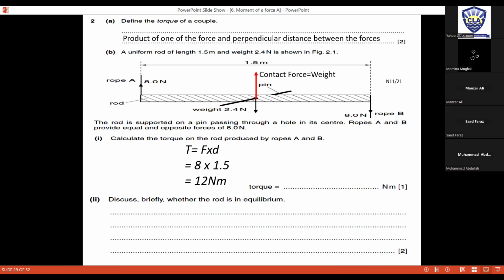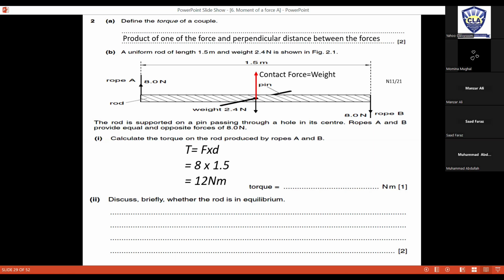Now, they ask us whether the rod is in equilibrium or not. Remember that the weight is at the center. The pin must be acting in the opposite direction, applying a force in the opposite direction. That is your contact force. 8 newtons on the right hand side is downward, and 8 newtons on the left hand side is upwards. So if you observe, all the forces are equal and opposite, so they cancel out. In other words, resultant force is zero.